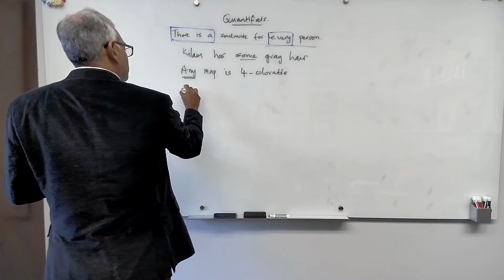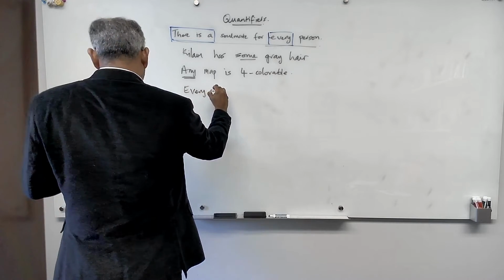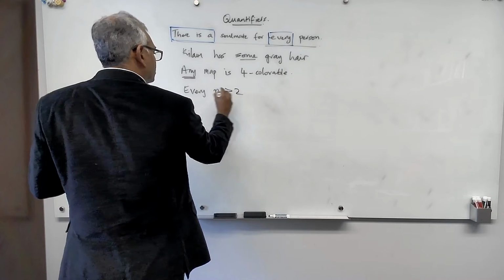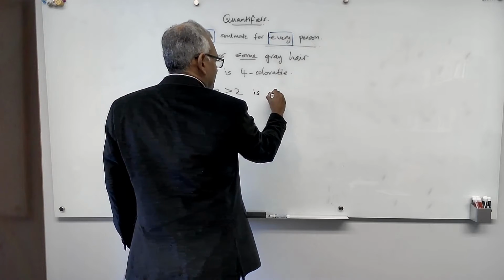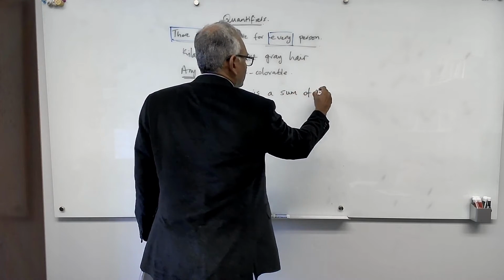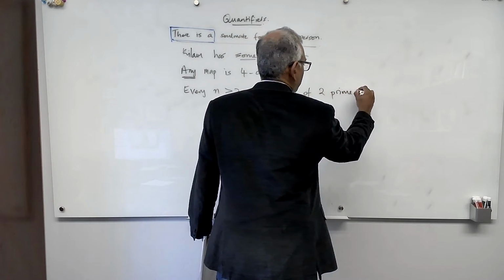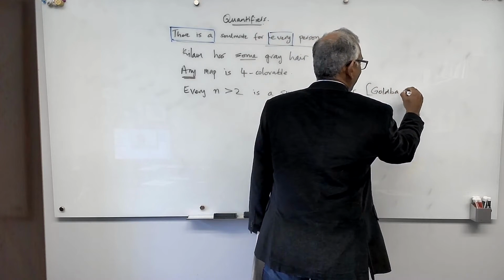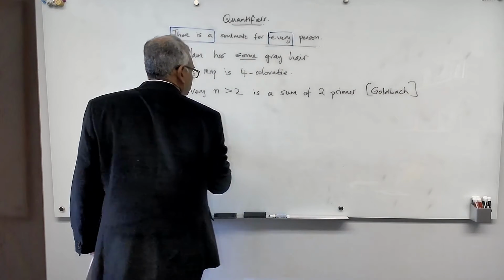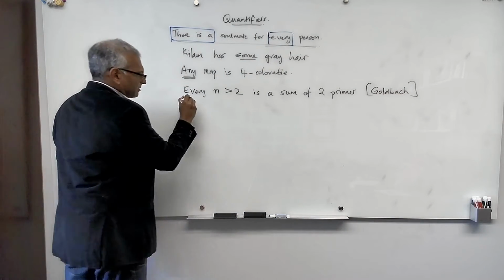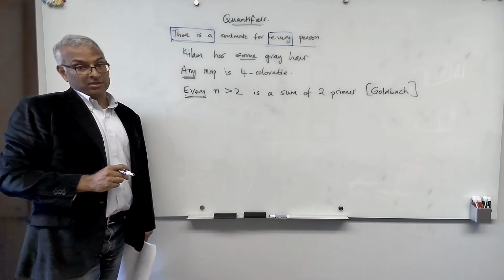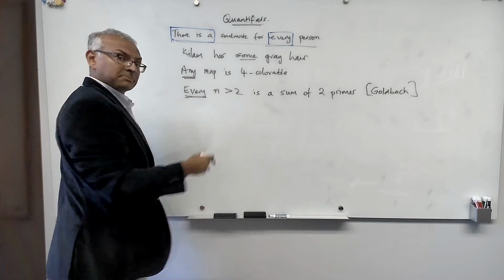Every integer n that's greater than 2 is a sum of two primes. This is what's known as Goldbach's conjecture. So where's the quantifier here? Every. It's talking about how many numbers bigger than 2, and it's a very large number. We're saying all of them.